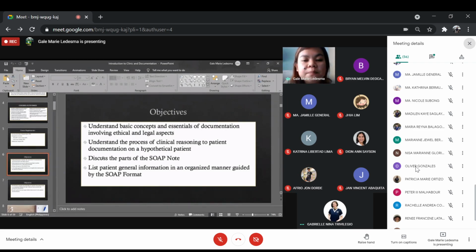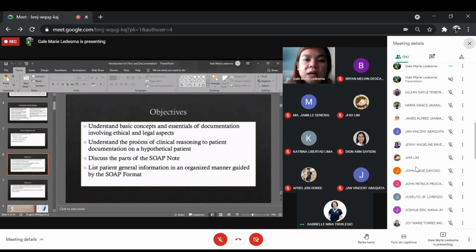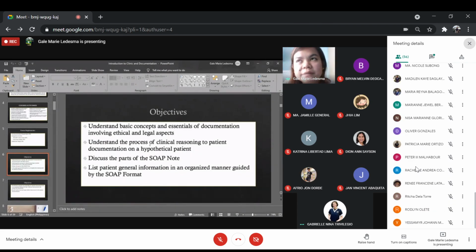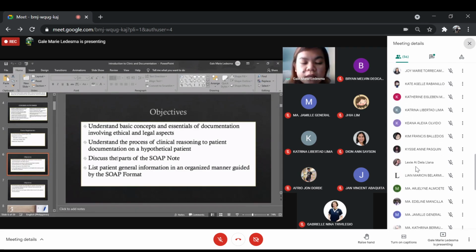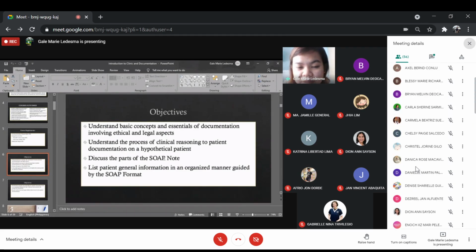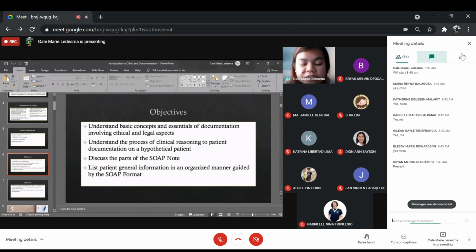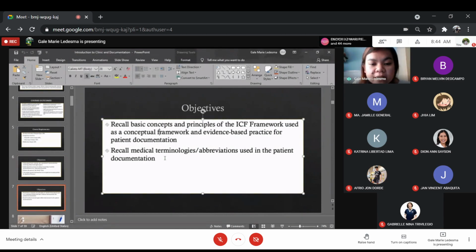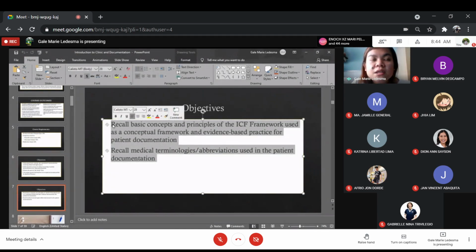Understand the process of clinical reasoning to patient documentation on a hypothetical patient. You will be having this a lot when you reach some of the parts of the SOAP note, and discuss the parts of the SOAP note. List patient general information, our demographic information, in an organized manner guided by the SOAP format. You will be having this on your worksheets.